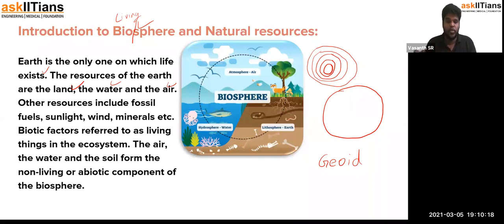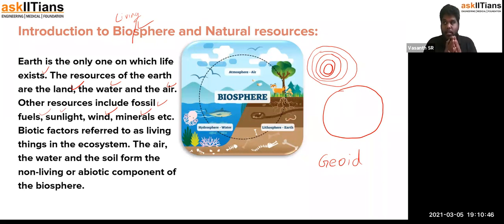And the other resources include other material in the Earth itself, like fossil fuel, and then the sunlight, which comes from outside the Earth, in the solar system. And then the wind, which is caused by the movement of air all around the Earth. And then mineral deposits, which have been here since the Earth was formed, several billions of years ago.